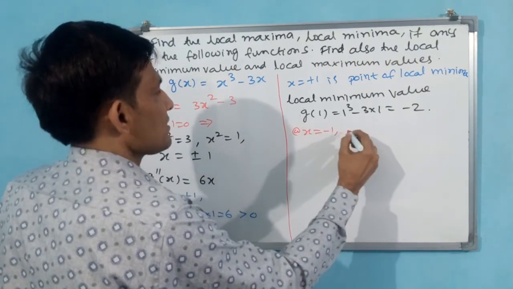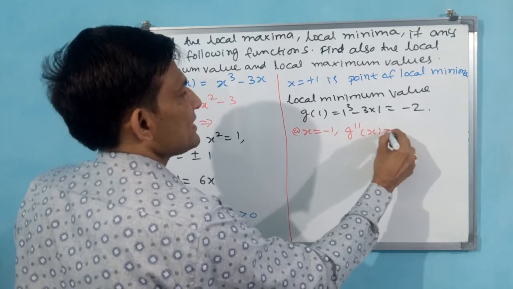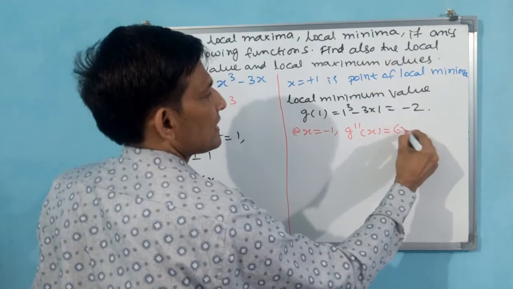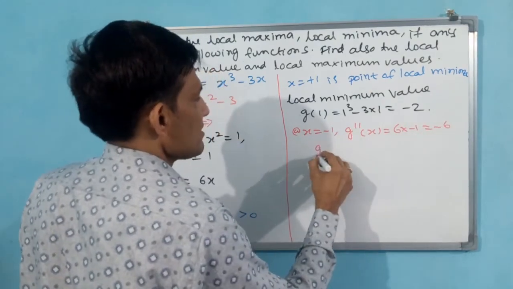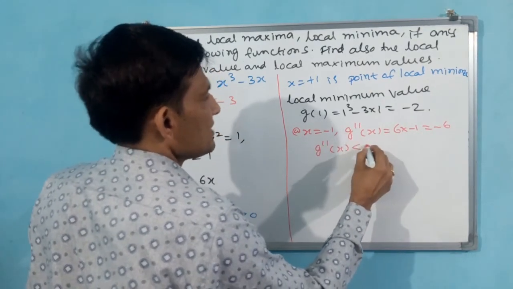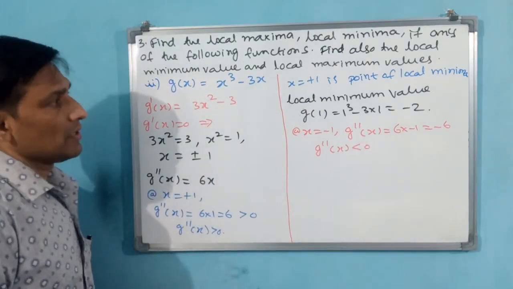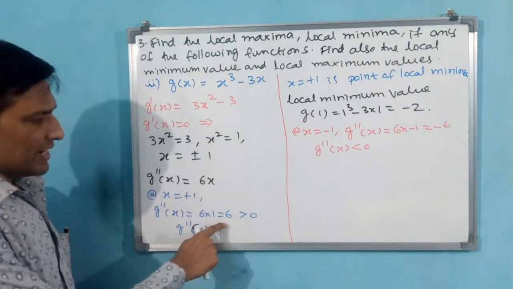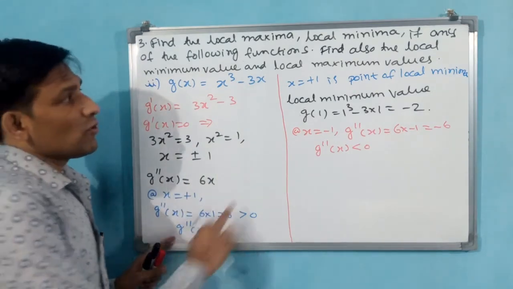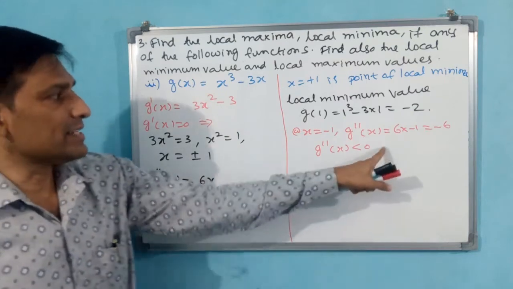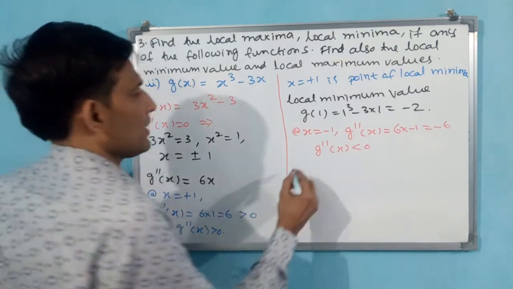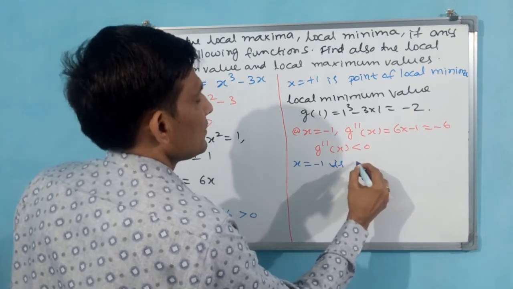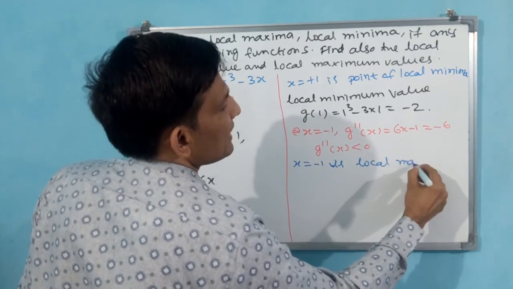At x is equal to minus 1, g double dash x is equal to 6 into minus 1, that is equal to minus 6. That means g double dash x is less than 0. Why? Because minus 6 has come. Here plus 6 was there, greater than 0. If greater than 0 comes, point of local minima. If less than 0 comes, point of local maxima. x is equal to minus 1 is local maxima.